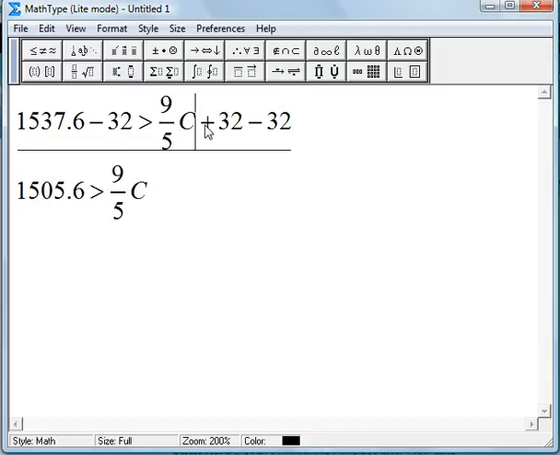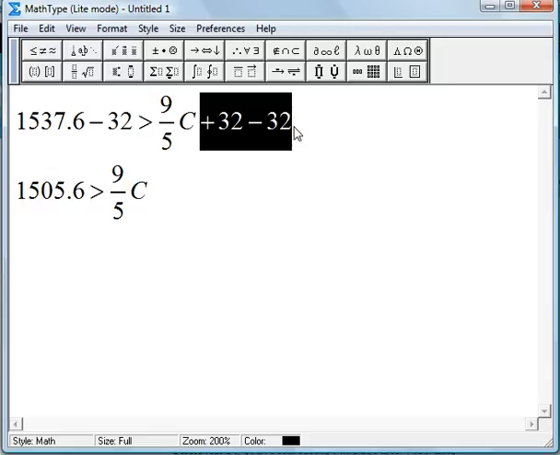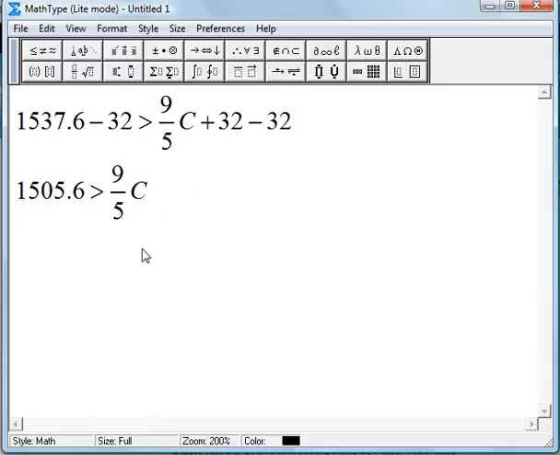And then combine these two like terms, 32 minus 32, that's 0. So that means all that cancels out and there's nothing left. Only the 9/5 C. The next step is I want to leave the letter C by itself. So I need to get rid of the 9/5.